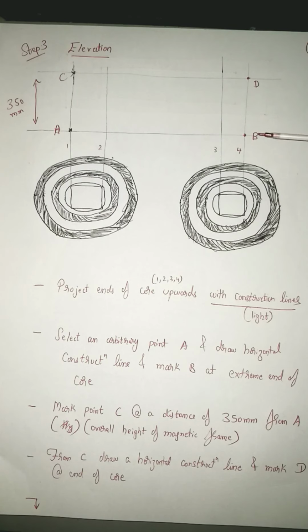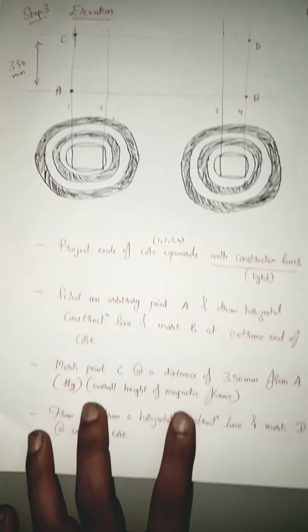Similarly, on the other side, the first point will be B and the next point will be D. So this will give me the overall boundary of the core or magnetic frame. Whatever I have explained so far is given in the steps here.